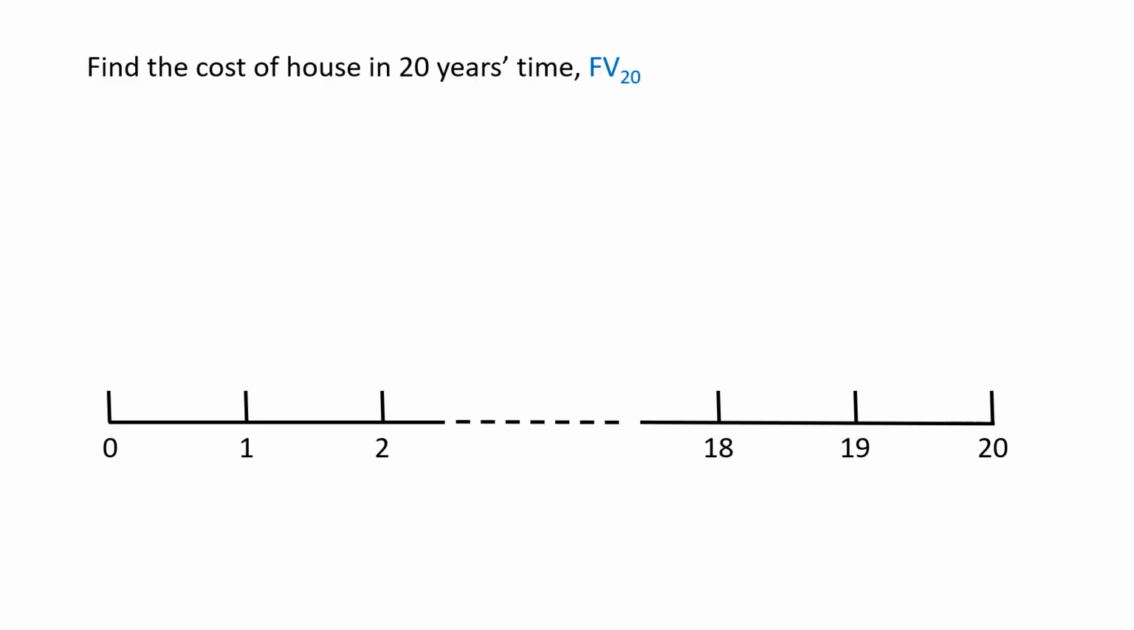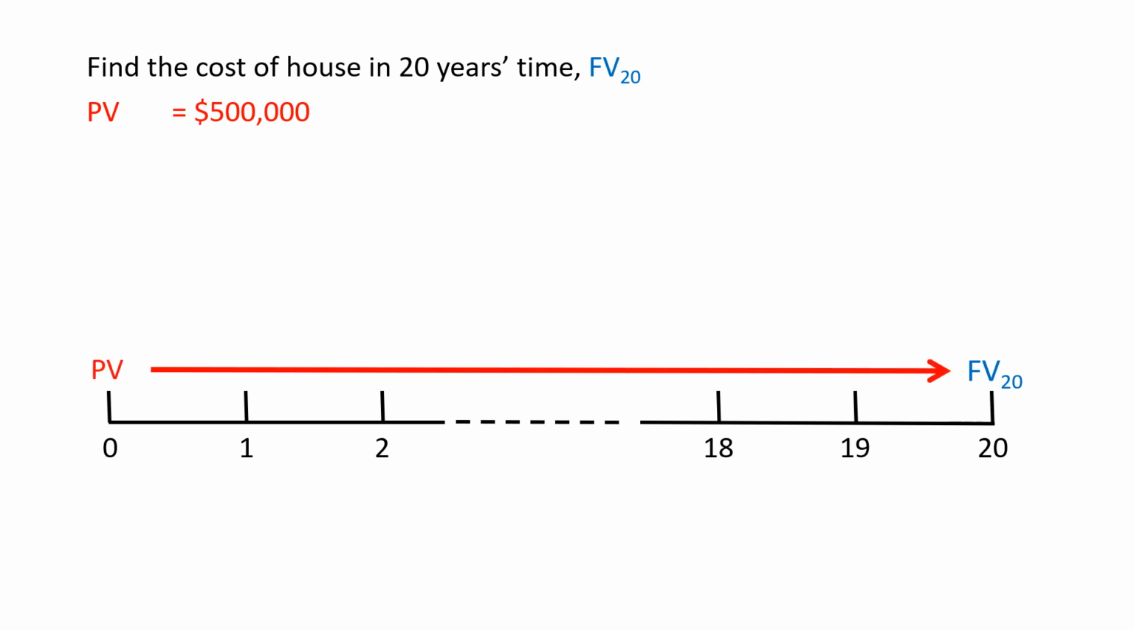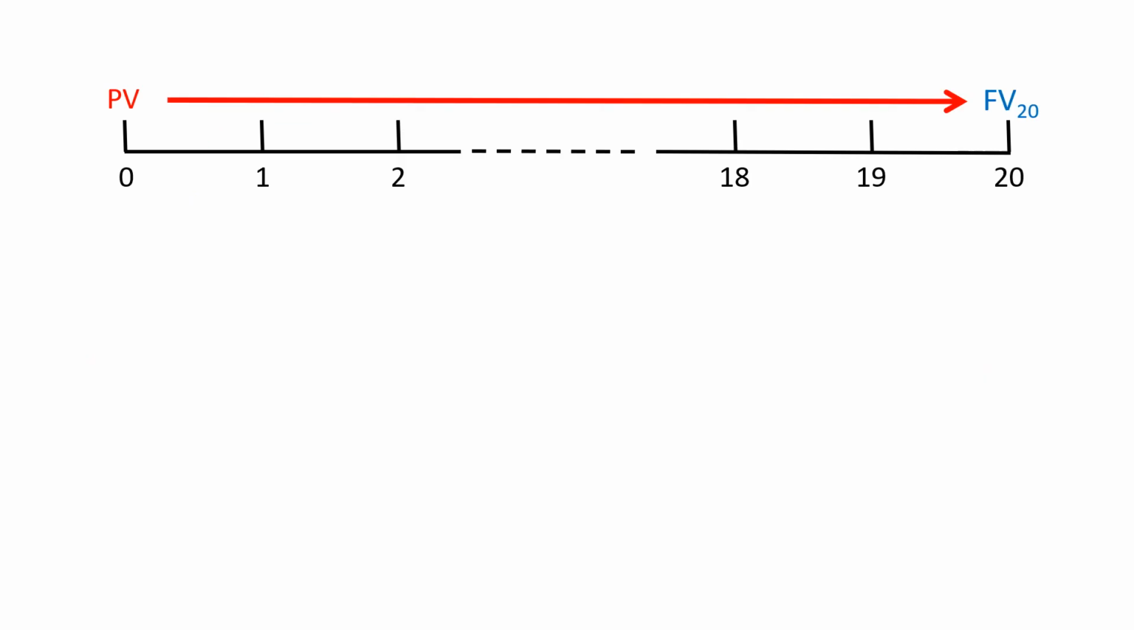Find the cost of house in 20 years time, FV20. FV20 is basically the future value in 20 years time. Timeline is 20. PV, $500,000, which is today. K, 5%. N is 20. Cost of house in 20 years time, FV20.